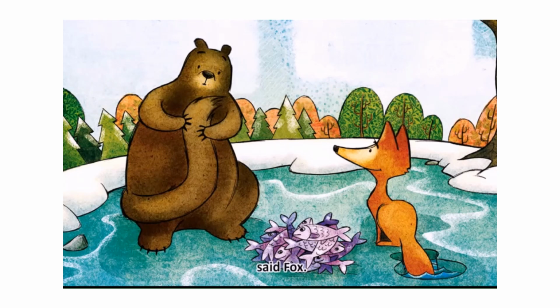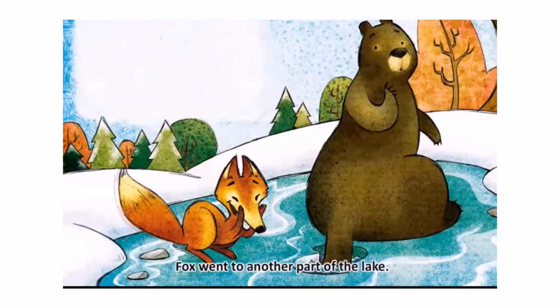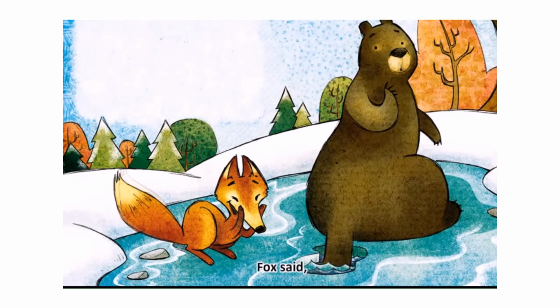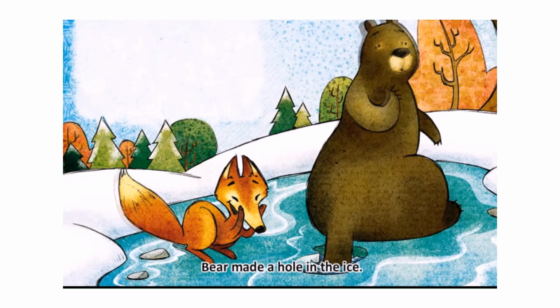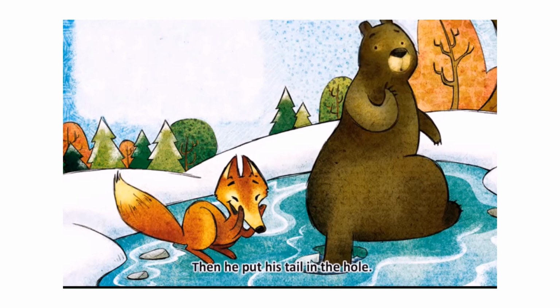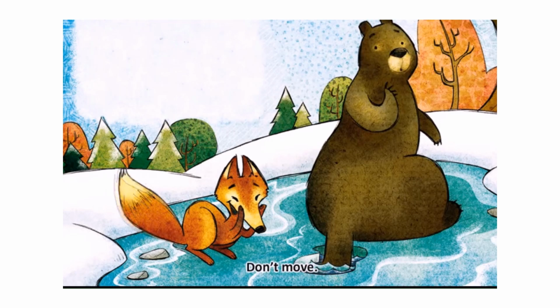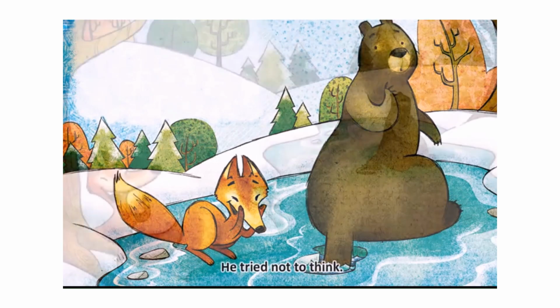"Okay," said Fox, "but not here. Let's make another hole for you." Fox went to another part of the lake. The water was not deep there. Fox said, "Here, make a hole here." Bear made a hole in the ice. Then he put his tail in the hole. Fox said, "Good. Now wait. Don't move. Don't think. Fish can hear you think." "Okay," said Bear. He tried not to think.